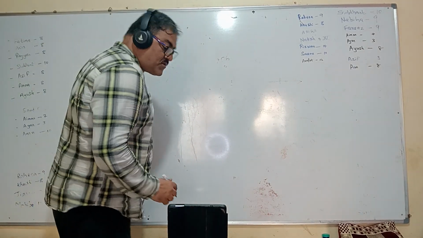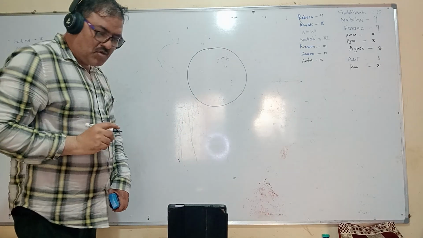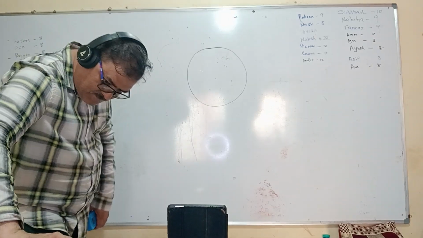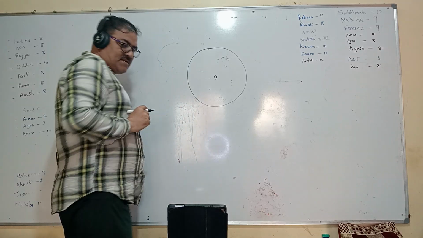Okay, moving on to the next question. What is this figure? Okay, what is this point called? No, it is called the center. This is the center of the circle.